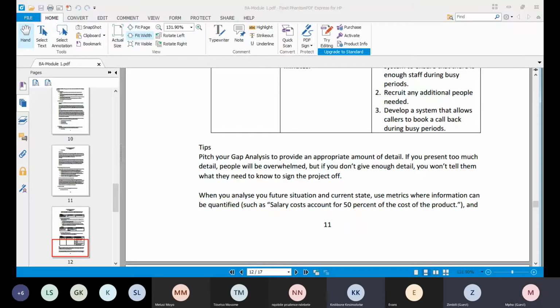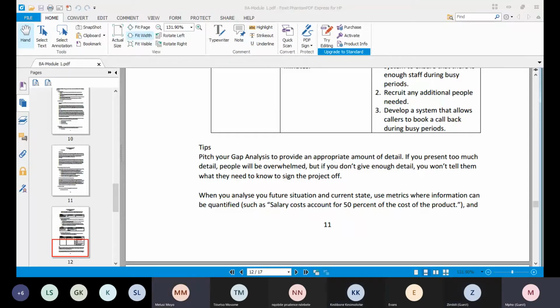Lucy? Yes, I can hear you. Yes, I've learned about SMART goals. I've learned about business analysis, and I've learned about the different approaches to business analysis.